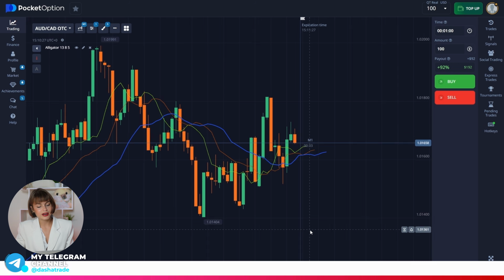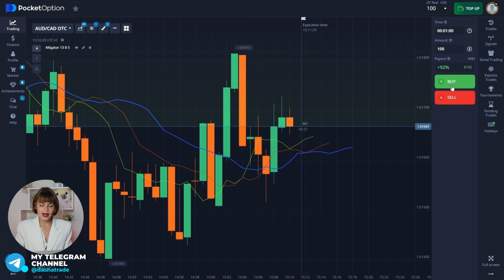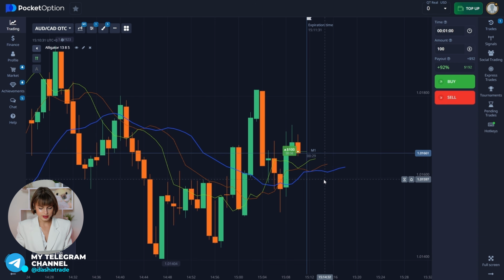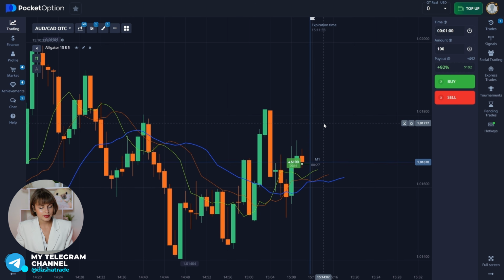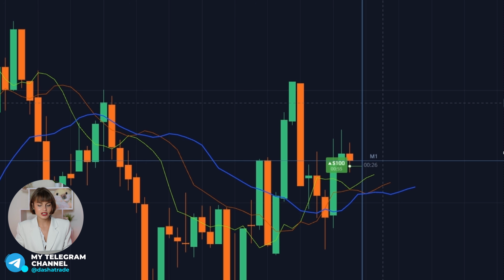So I saw the first moment to enter. I open a 1 minute deal on the rise or to buy. Let's immediately note what we see here. In this situation, I see we have an intersection where two lines cross the blue line from bottom to top. And this is a good signal to open a deal to buy.